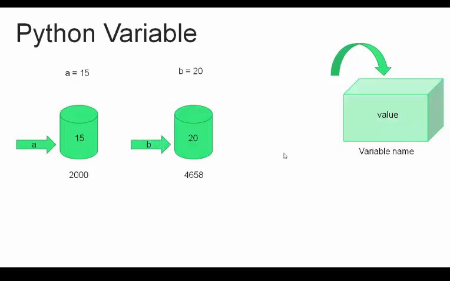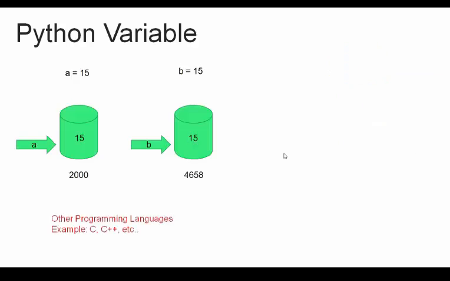In other words, b is referencing the address 4658, which means whenever you would like to perform any operation with a or b, for example a + b, a - b, or a + 10, by using a we are able to access the value 15, which is stored at address 2000. In the case of b, the value 20 is stored at the address 4658. This is how the interpreter works. It first assigns the memory address, that memory address stores a particular value, and the variable is nothing but a reference to that memory address.